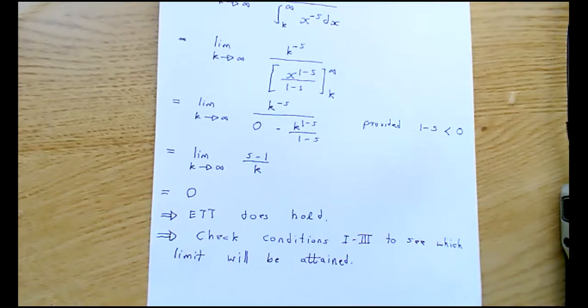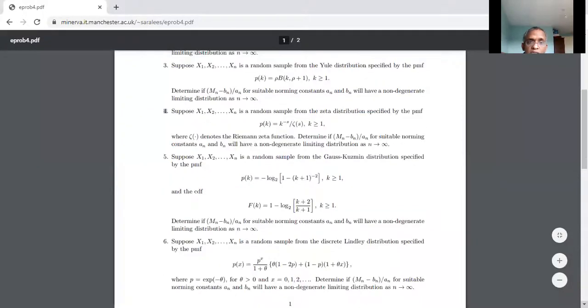All right, can you do the next one, please? The next one is question 5. Question 5 on the tutorial sheet. I'm sure you know where it is. Share screen, here we are. So this is question 5. Can you try and do this? So you have a random sample from this distribution, and again it's asking you to check whether the extremal types theorem holds or not, right?